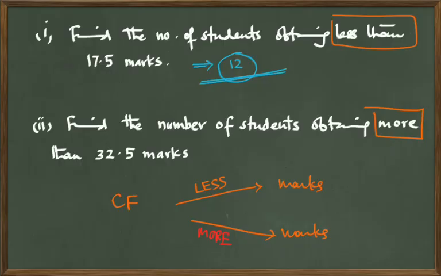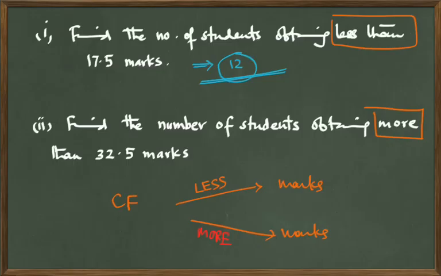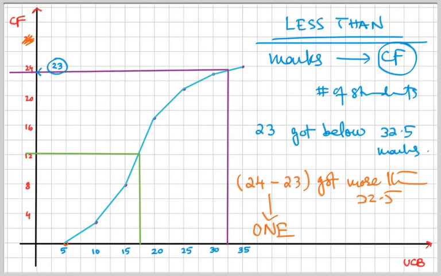Recap it again. Lesser, direct. Greater, something to do with subtraction. In the first part, it says find the number of students obtaining less than 17.5 marks. We went to the graph, read 17.5 and read the Y value directly. But when it says find the number of students obtaining more than 32.5 marks, I read the value, that was 23. 23 got below because the CF curve is based upon the concept of less than. It's based upon the concept of upper class boundary.